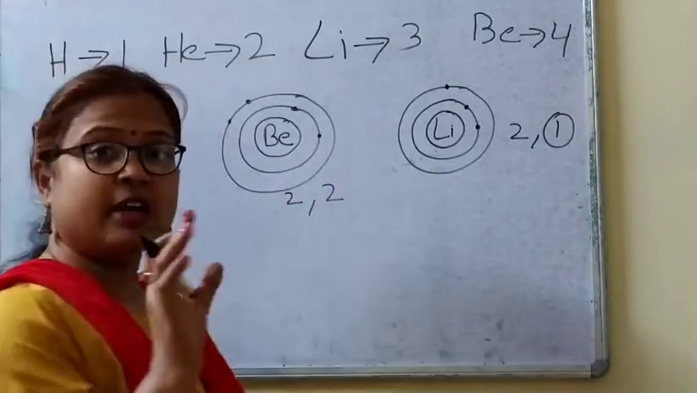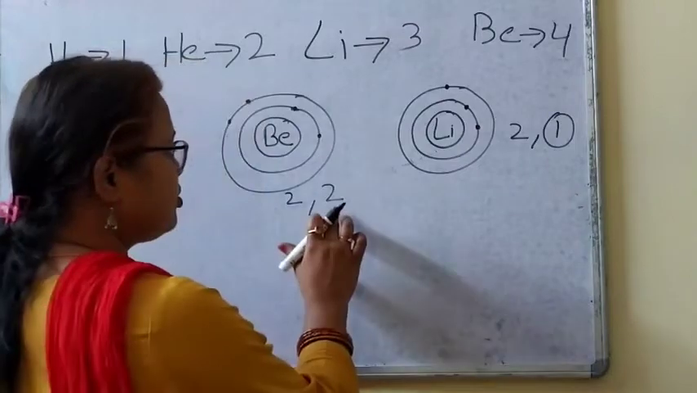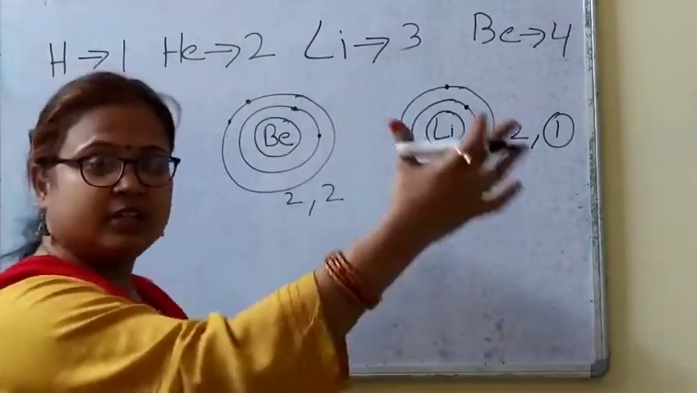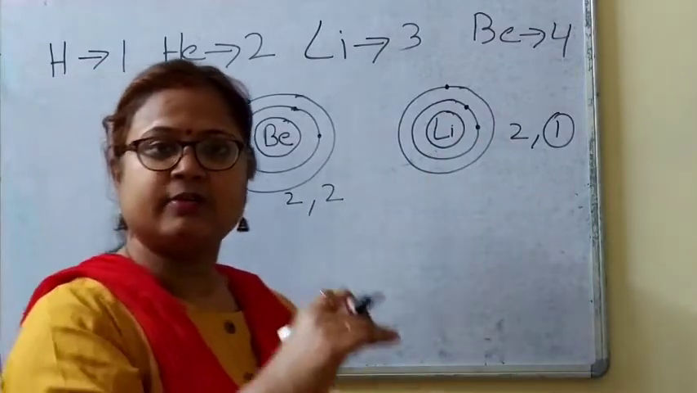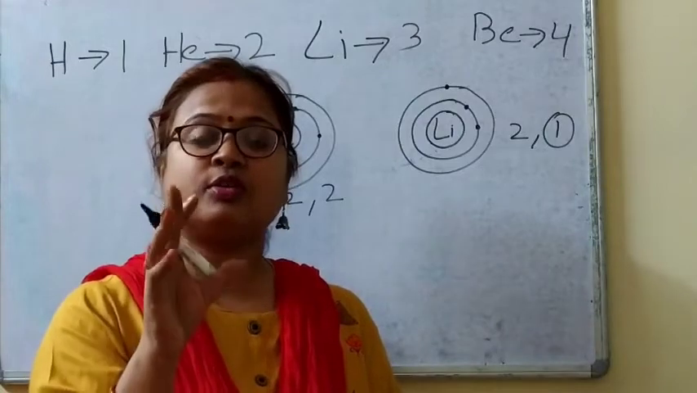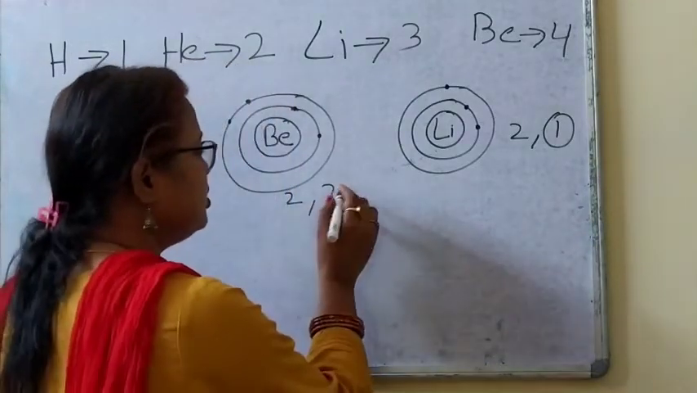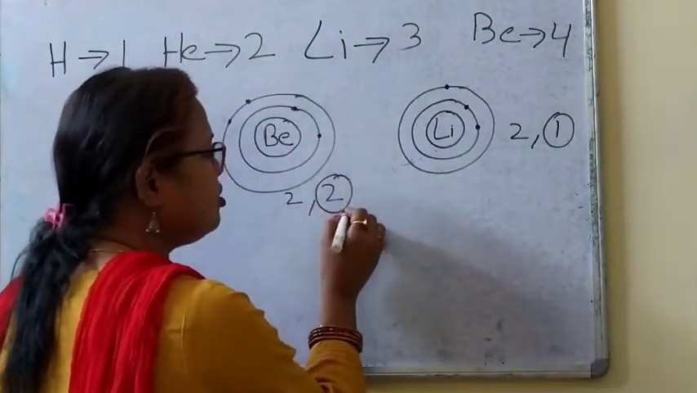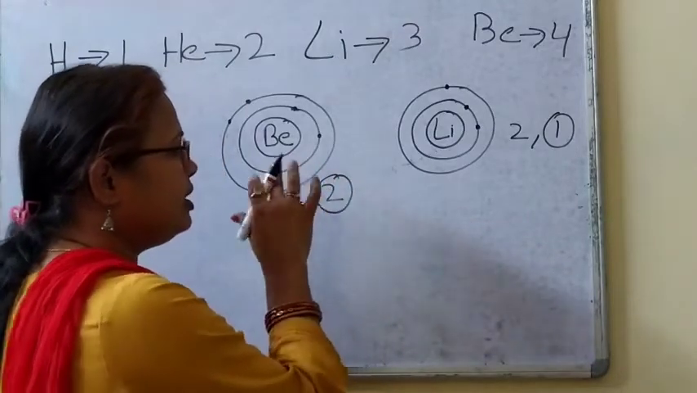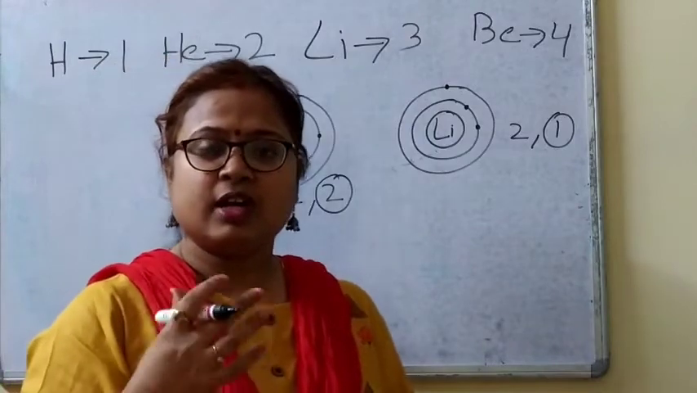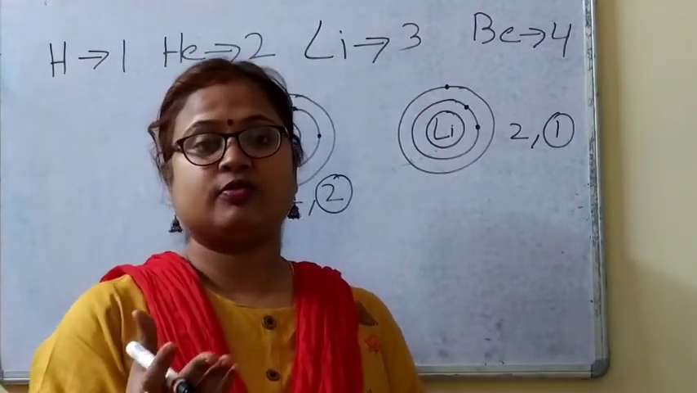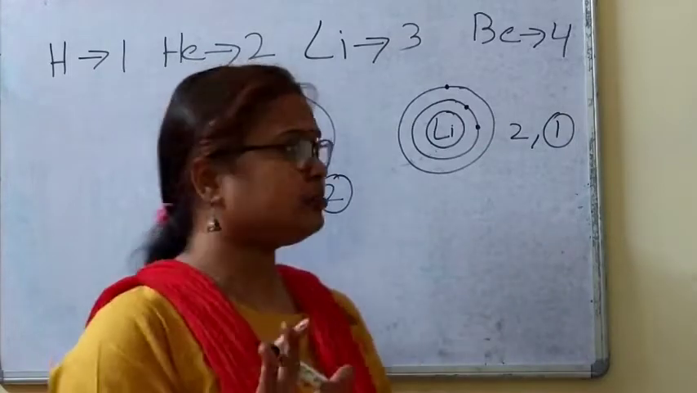The second orbit should have 8 electrons, but how many electrons are here? 2. Means beryllium will combine with another element with 2 electrons. So this 2 is the valency of beryllium. Clear? Like this you can find out the valency from the atomic number.